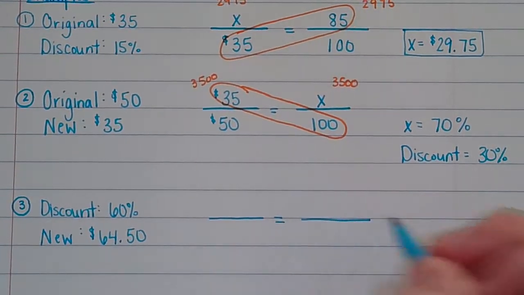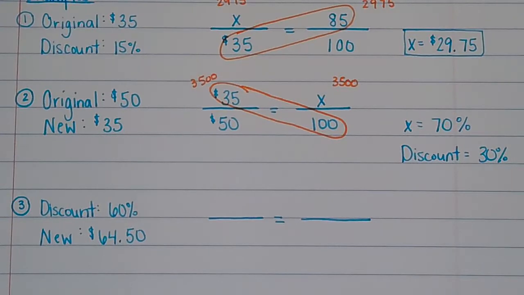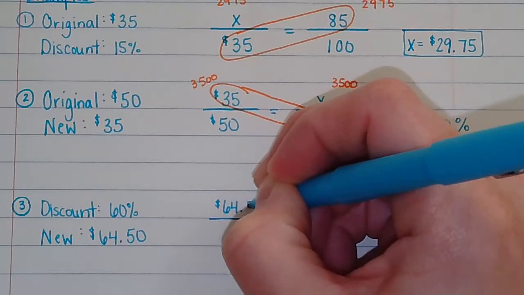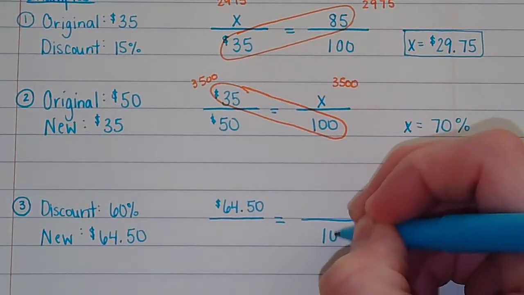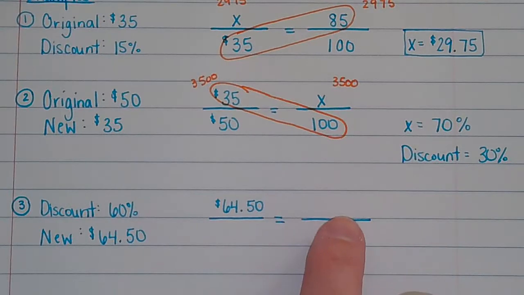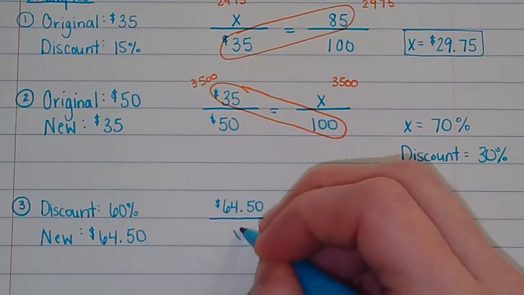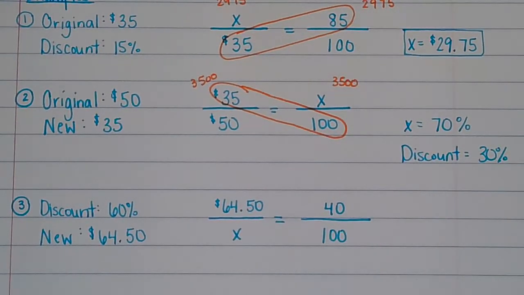So let's put in what we know. So remember, it's new over original, so this new price has to go on top. The 100 obviously goes here. Remember, you're not putting 60 here. You're doing 100 minus 60. So that would be 40, which means you're only paying 40% of the cost. Okay, 60% has been taken away. You just have to pay 40% of it.